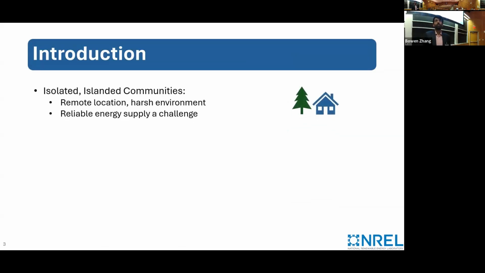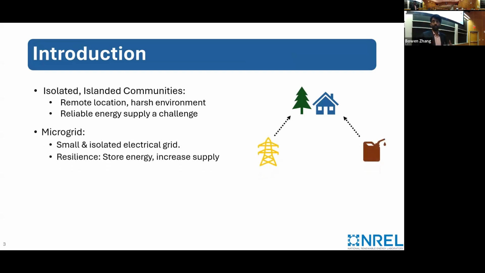So isolated or remote communities are those which are pretty far from the mainland, or pretty far or remote from the main grid of the nation. So a reliable energy supply to these communities is pretty difficult. These remote communities have a small or isolated grid, as they are pretty far from the main grid system of the entire nation. So the resilience they require for their grid system, which is pretty small, and the energy storage and energy supply are pretty difficult for them.